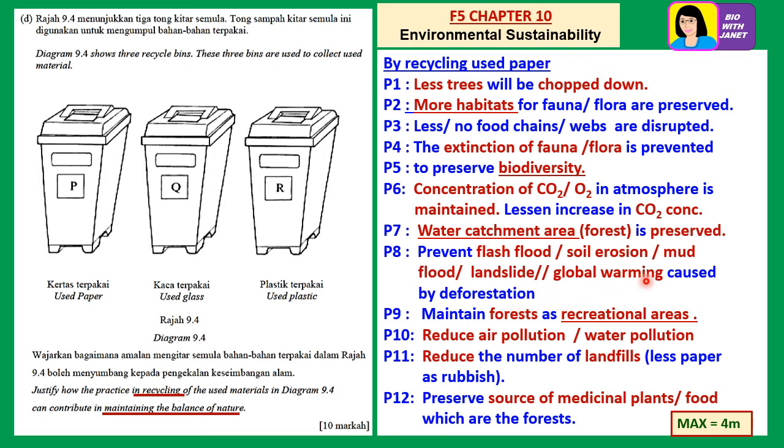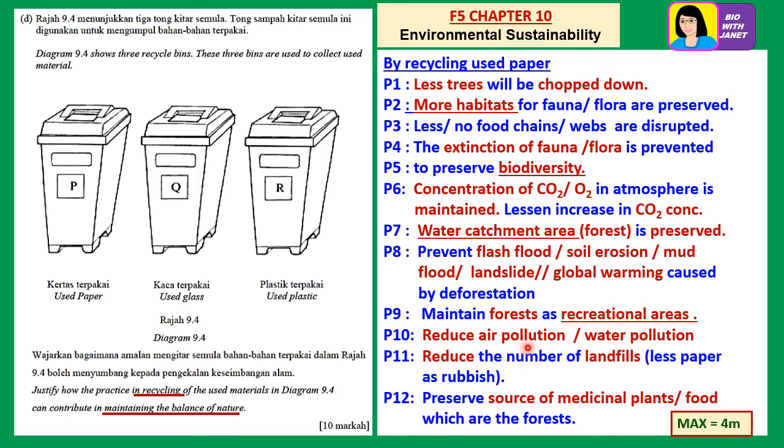It prevents global warming also, because we have lessened the increase in carbon dioxide concentration. Okay, so global warming can be lessened. Maintain forests as recreational areas, okay, because we didn't cut down the forest. So recreational areas are the areas for people to enjoy the forest, walk in the park, and just relax.